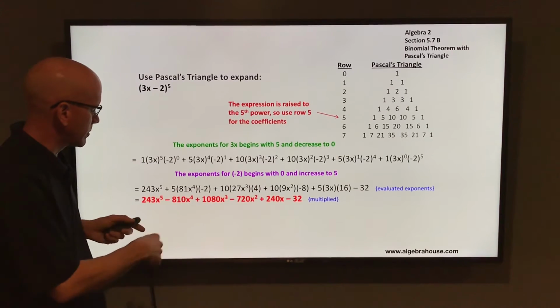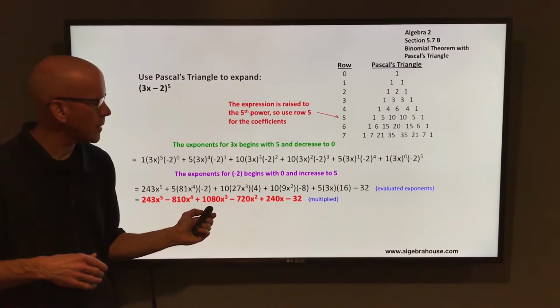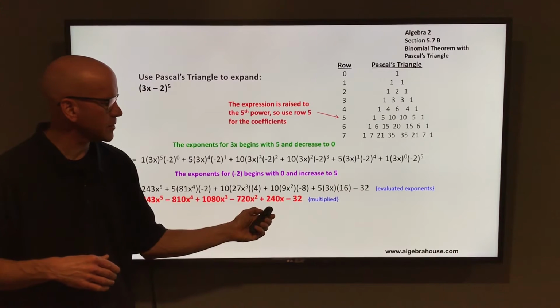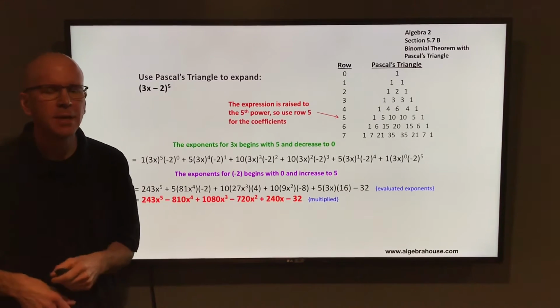So final answer here, 243x to the fifth minus 810x to the fourth plus 1080x to the third minus 720x squared plus 240x minus 32. That is the expansion of (3x - 2)^5.